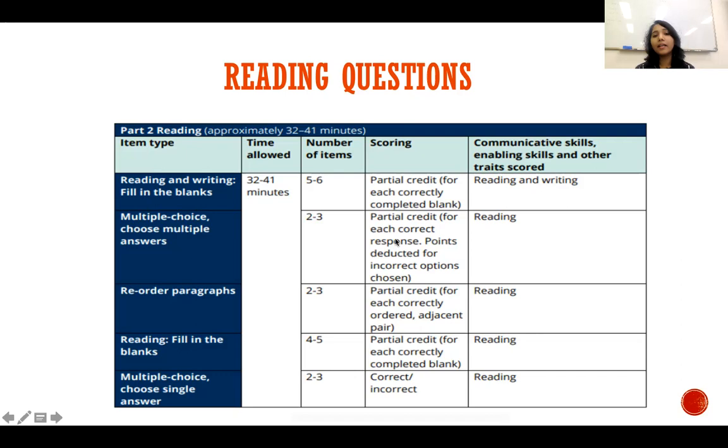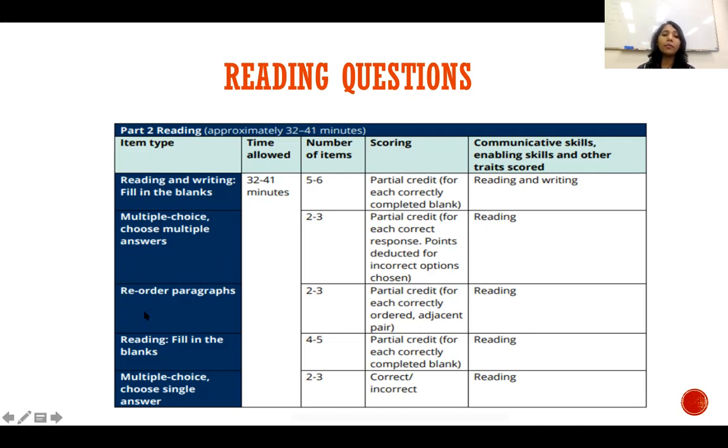There's a catch. There's negative marking for this question type. So please take note, this question type, multiple choice, multiple answer, has negative marking. If you choose an option which is incorrect, you end up getting negative one, or minus one. So be very careful. Choose only an answer which you are very sure is the right answer.